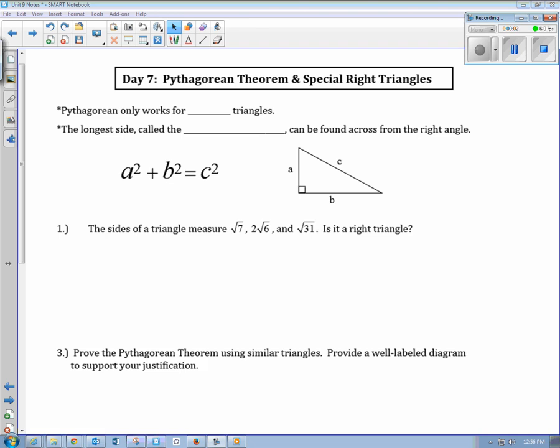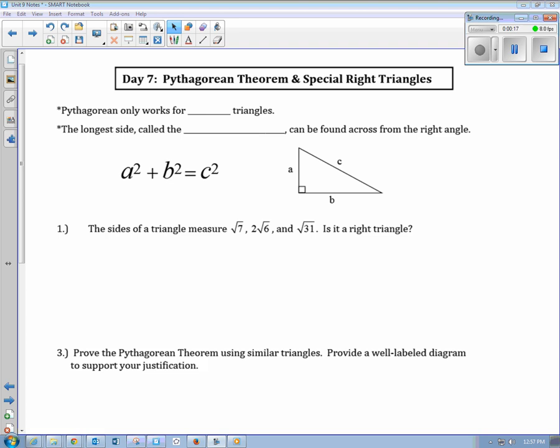Day 7, we're going to be going back and talking about Pythagorean theorem, and we're also going to be talking about the relationships in the special right triangles. I will probably split this over 2 videos as well, just so you know. In this case, both of them are mandatory.